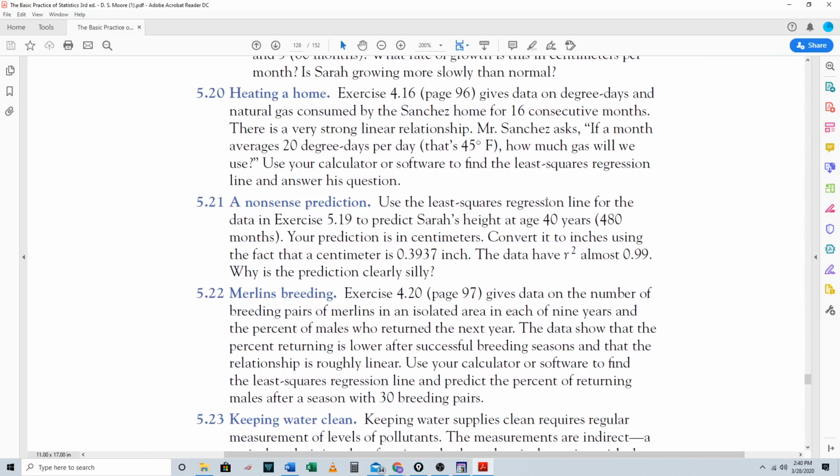So use the least squares regression line for the exercise, basically the same question. Convert it to inches.